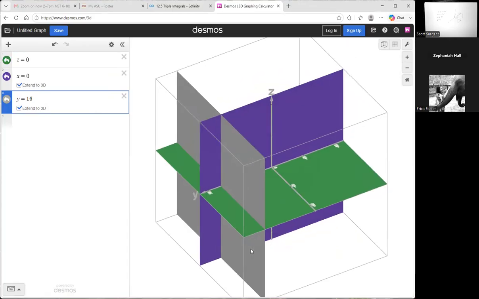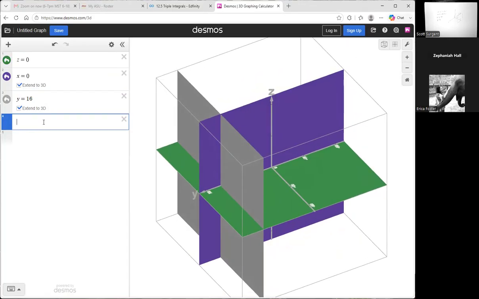Okay, so now I'm starting to get a picture here. Now I'll go back and I'll tweak things. The third one is the tricky one. Z equals y minus 8x. All right.